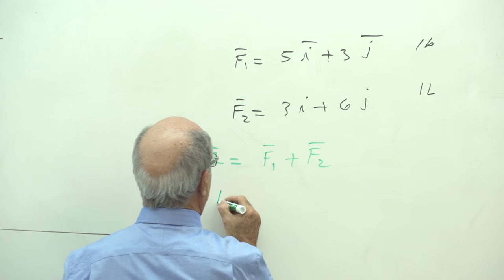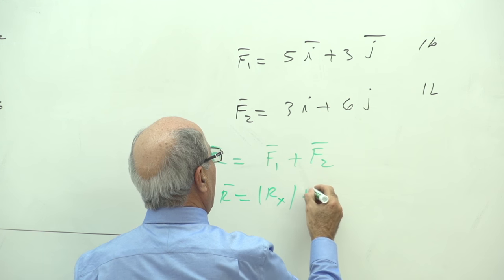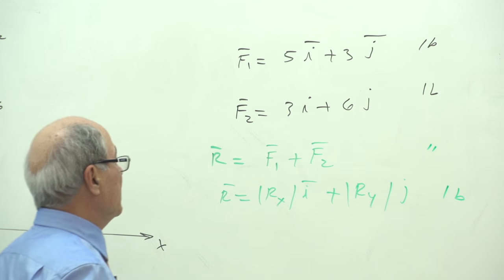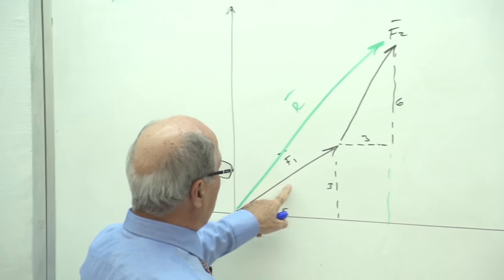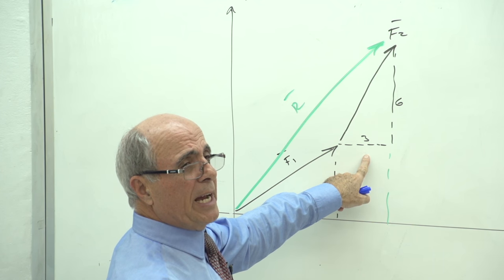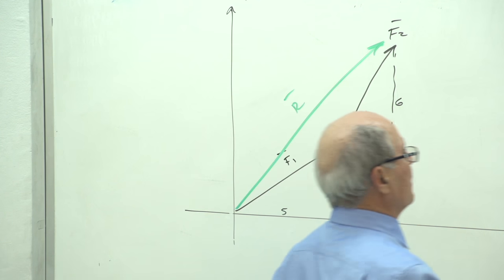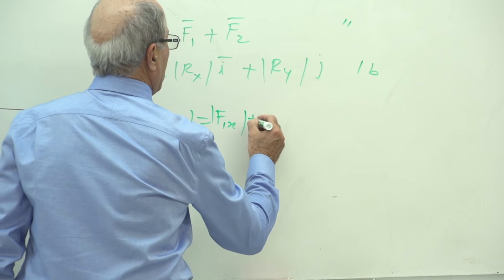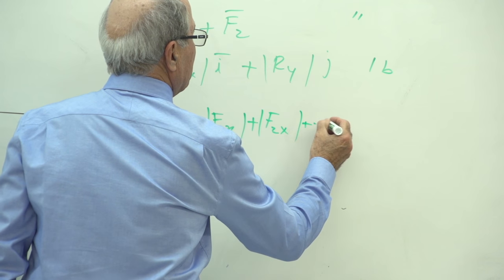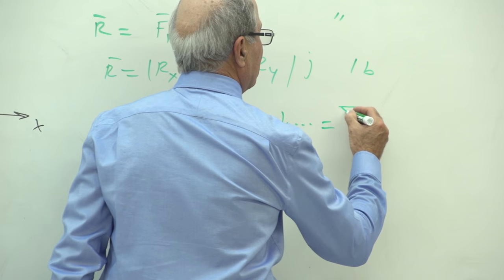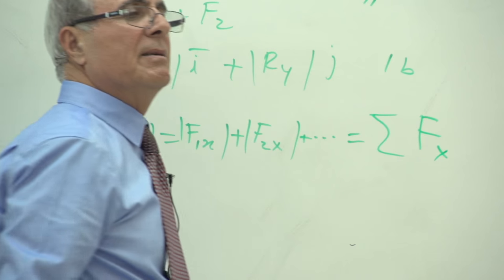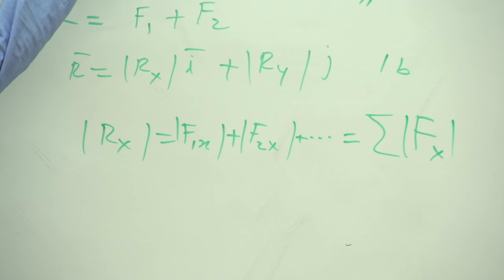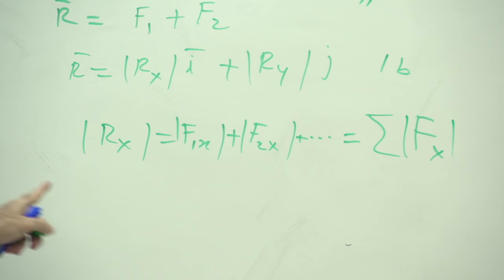Since R is equal to Rx i plus Ry j, in pounds. These are all happening with the pound. By looking at this problem, I have to get F1x plus F2x and add them together, yes or no? So therefore, Rx becomes equal to F1x plus F2x. You can have many more, but from now on we're showing it like that: summation of all the forces in the x direction, which for our problem becomes what? 3 plus 5 equal to 8, yes or no? So write it in this format.